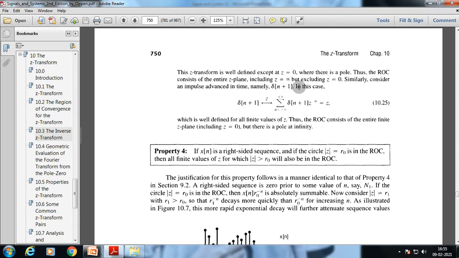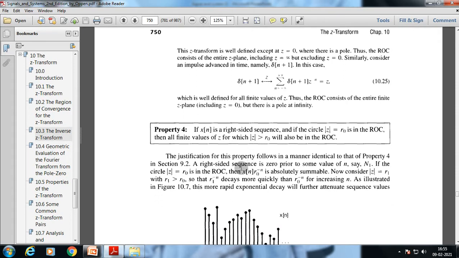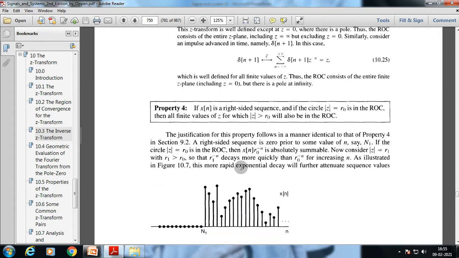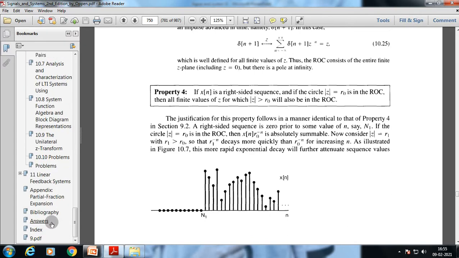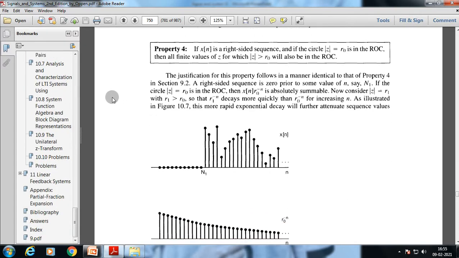Similarly, consider an impulse advanced in time, namely δ[n plus 1]. In this case, the z transform of δ[n plus 1] will be z, which is well defined for all finite values of z. Thus, the ROC consists of the entire finite z plane, including z equal to 0, but there is a pole at infinity. The justification for this property follows in a manner identical to property 4. So, let's go through another example also.